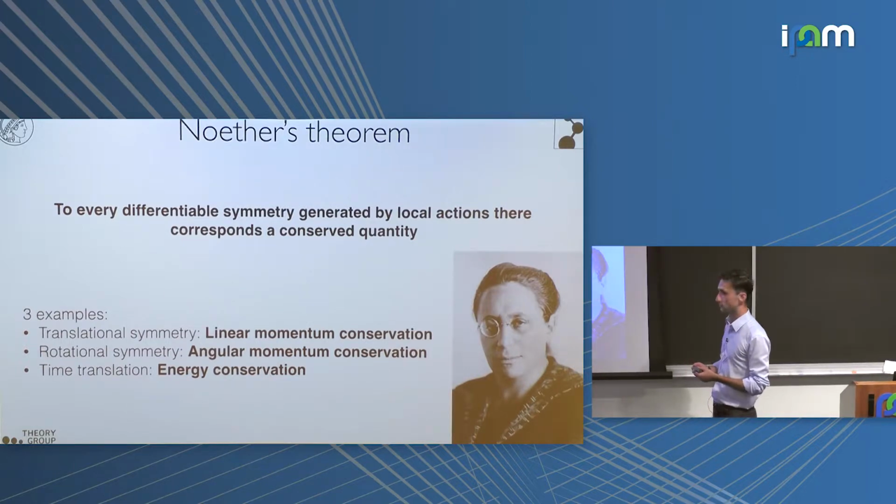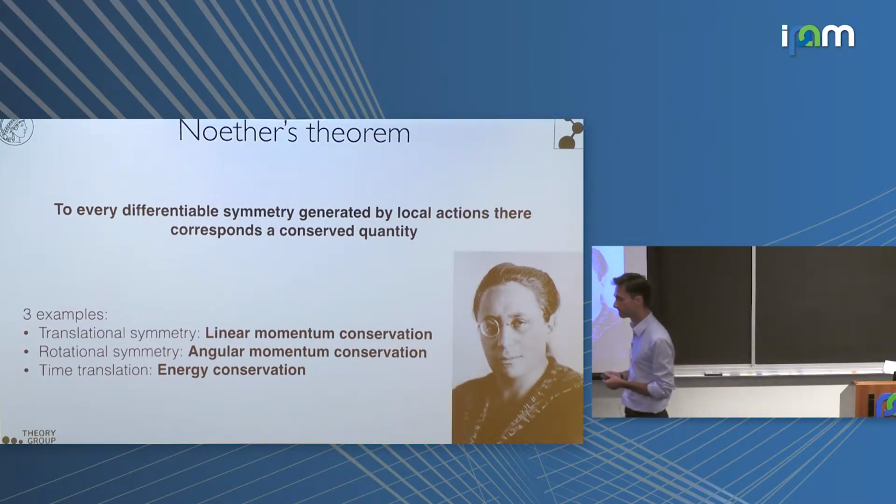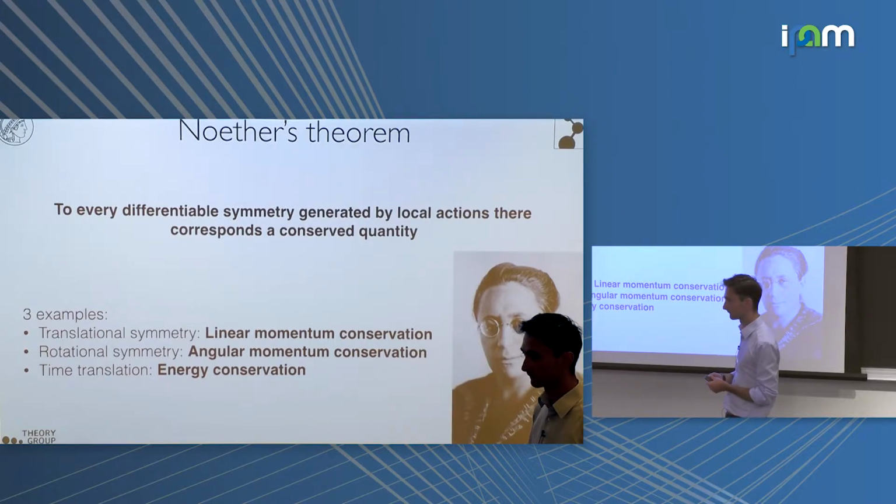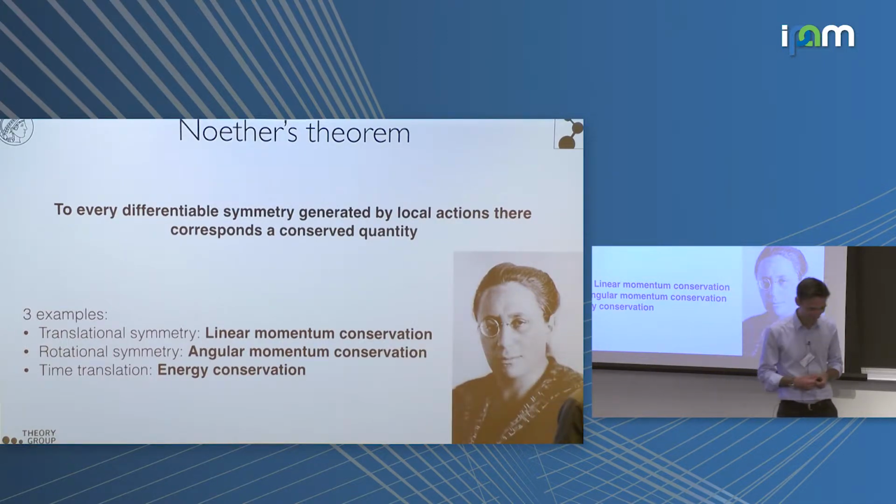Can I ask a stupid question? So you have 2, 3, 4 conservation laws, right? So you have a system with a zillion atoms, and you're reducing dimension by, it looks like, 3, 4. Is that really a big deal?